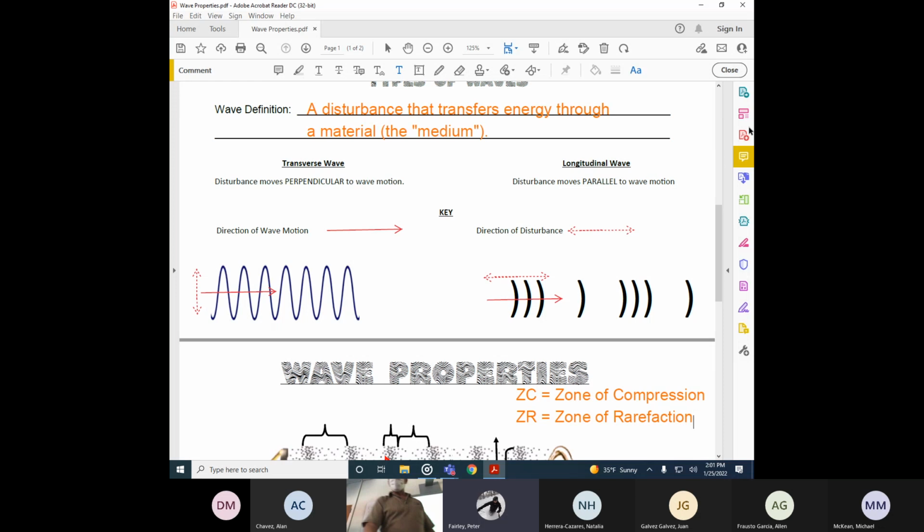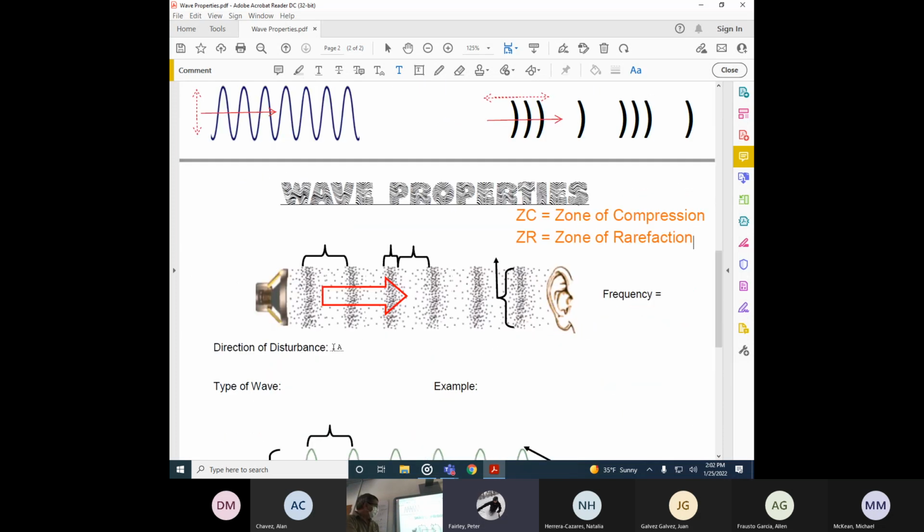So the answer I'm looking for on direction of disturbance is either parallel or perpendicular. Which way was this disturbance created to make a sound wave? Was it in the same direction or across the movement of the wave? It's going from his mouth to the ear, the speaker to the ear. In the same direction as the sound wave is traveling. It's vibrating like this as it goes. It's not doing this.